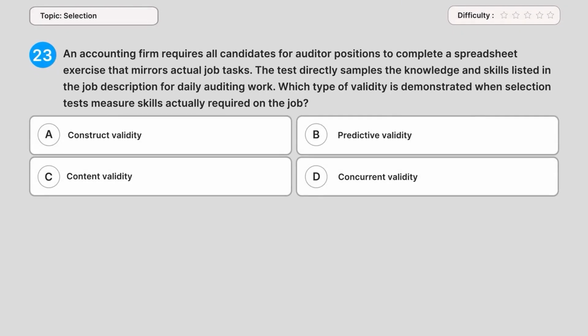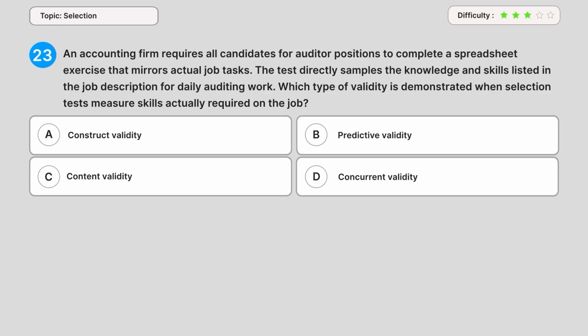23. An accounting firm requires all candidates for auditor positions to complete a spreadsheet exercise that mirrors actual job tasks. The test directly samples the knowledge and skills listed in the job description for daily auditing work. Which type of validity is demonstrated when selection tests measure skills actually required on the job?